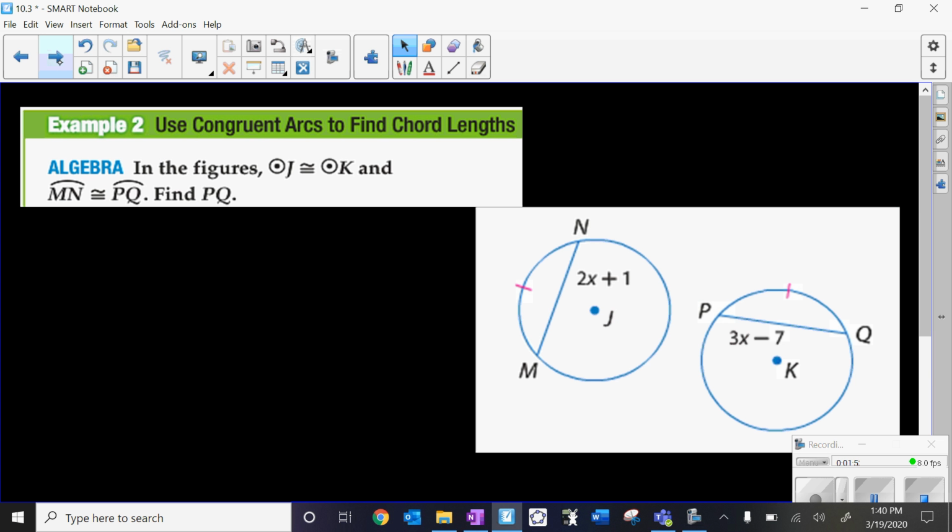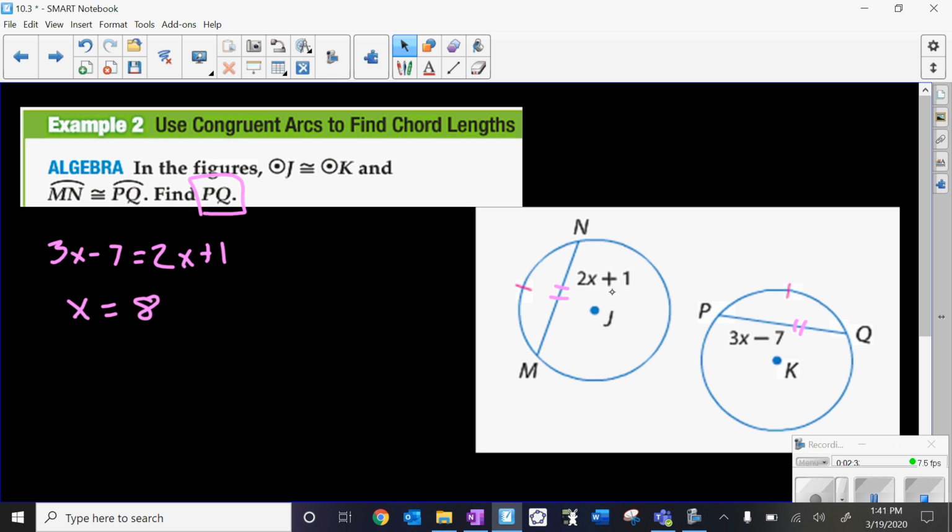Going on to example 2, it's pretty similar to example 1, just uses a little algebra now. So circle J is congruent to circle K, and they tell us that arc MN is congruent to arc PQ. Well, if that's true, then my segments have to be congruent, meaning I'm going to start with 3x minus 7 has to equal 2x plus 1. Solve it, we're going to get x equals 8, but they want us to plug it back in and find PQ. That should be segment PQ, by the way.